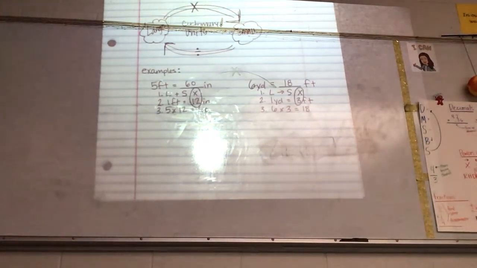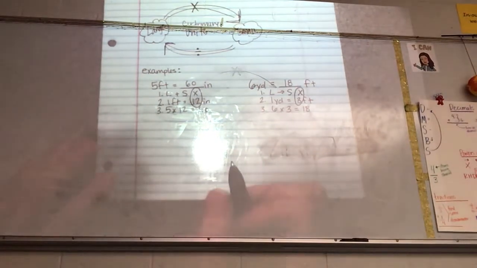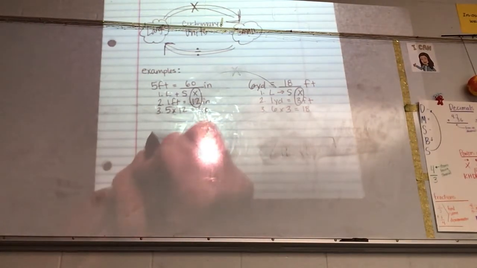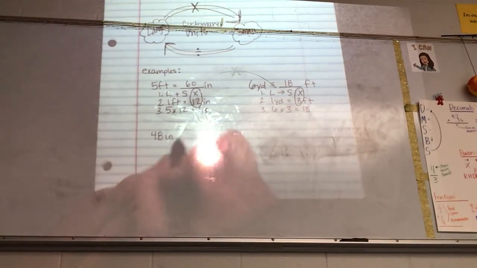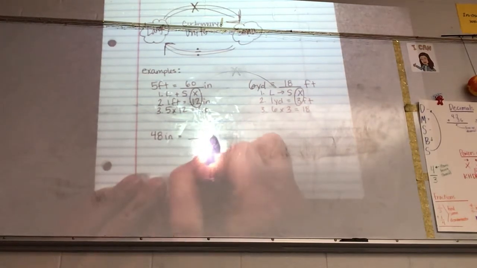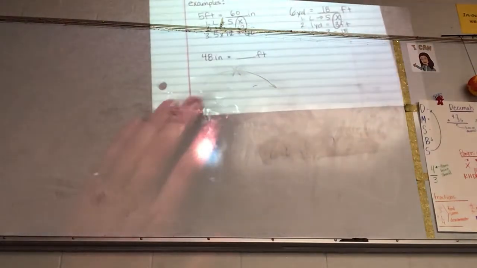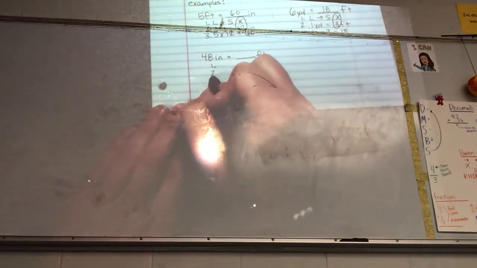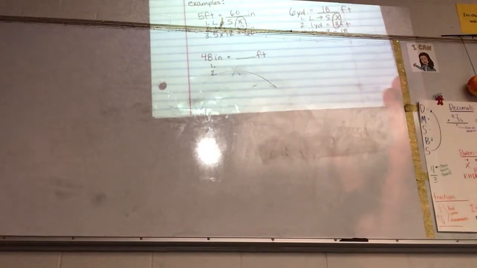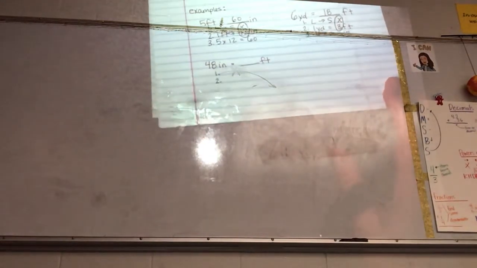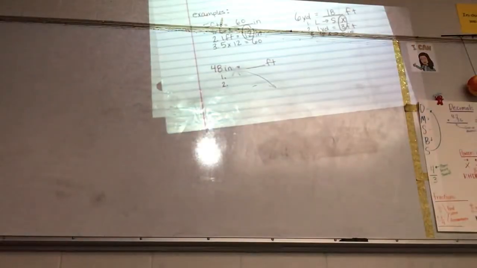We got some more examples to do. We are going to do 48 inches equals how many feet? What I want you to do is write down step 1 and 2 and then stop, because I want to see if we get it right. Just step 1 and 2. I don't need you to finalize the answer. Just step 1 and 2.